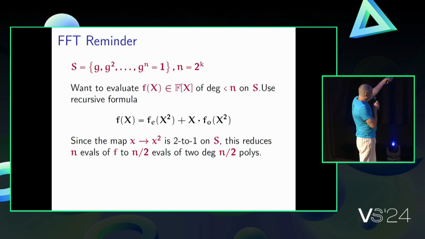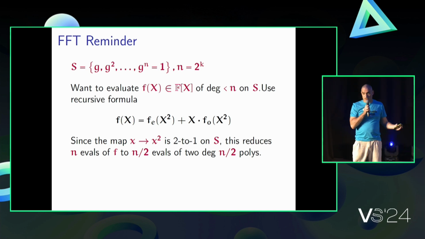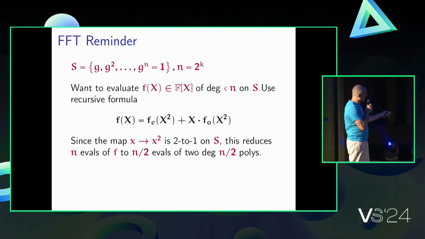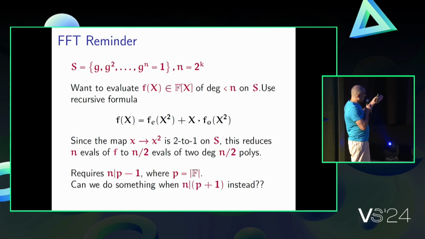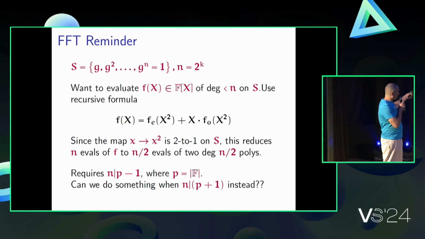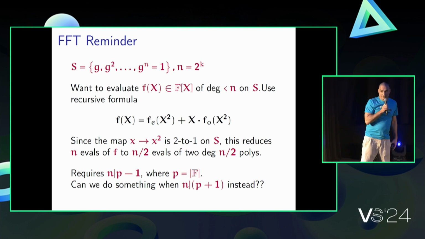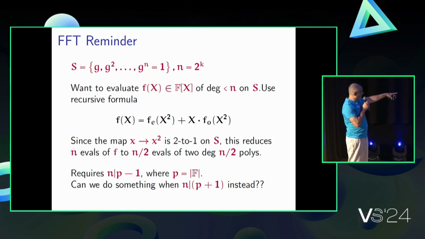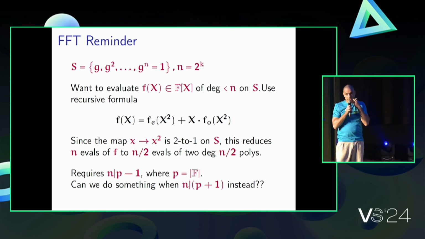And we can continue like this because the set is of size a power of 2, and this gives us the classical FFT. But this requires n to divide p minus 1, where p is the field size, because otherwise we won't have such a subgroup S. So a question that people recently in SNARK land have been very interested in is, can we work with n when n divides p plus 1 instead of p minus 1? Can we have a fast FFT?